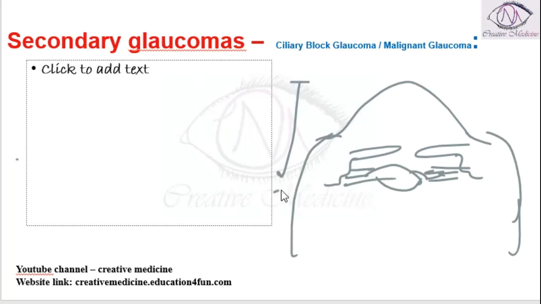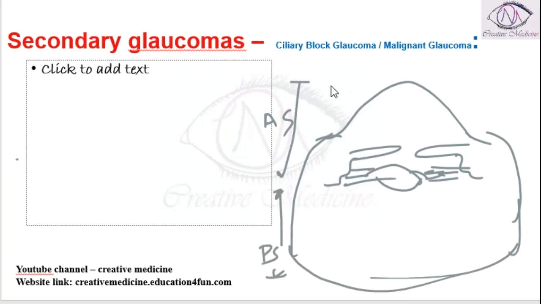Actually this is the anterior segment till the lens. From the lens to the retina it is the posterior segment. Now the anterior segment is again divided: from the cornea to the iris it is the anterior chamber, and from the iris to the lens it is the posterior chamber. Now the aqueous humor is present in the anterior segment, that is, in the anterior chamber and posterior chamber.